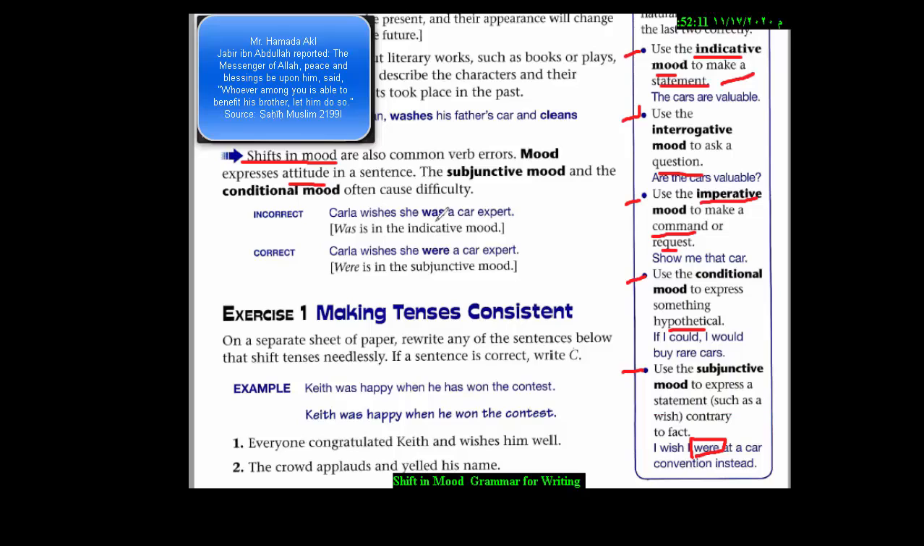Carla wishes she was a car expert. This is incorrect because you used was with she. Subject is she. Normally we say she was, but because this sentence is in the subjunctive mood, you should use were.